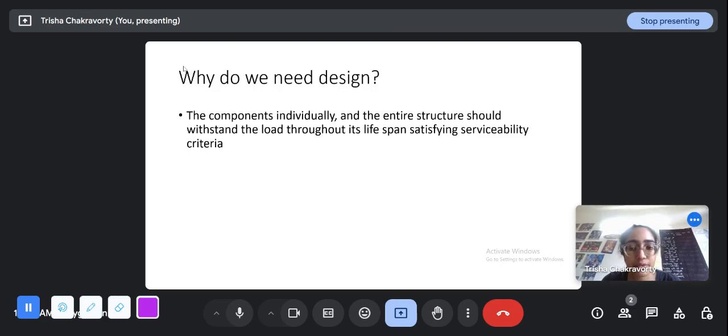The load is what we are designing it against. The loads also, there are standards that we have to follow from the codes. For example, for residential buildings, we take the live load as 2 kilonewton per meter square, and for institutional buildings we take 3 kilonewton per meter square, like malls, schools, and offices. So these provisions are given in the code, and my structure has to withstand the load which we are designing it against throughout its lifespan.